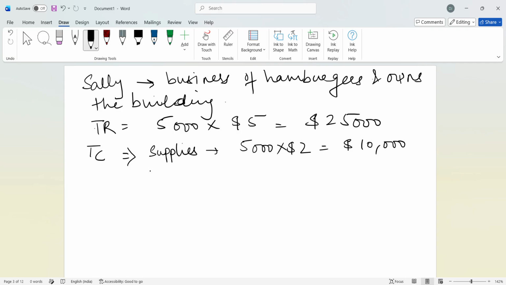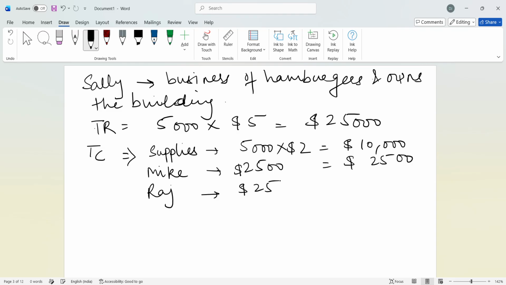Okay, then she also pays Mike and Raj each $2,500 per month to work at the restaurant. So she pays Mike, basically labor, right? She pays $2,500 per month, and Raj also gets $2,500 per month. And so this is all per month expenses and per month revenue that we are calculating, right?